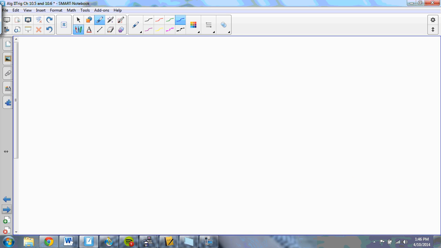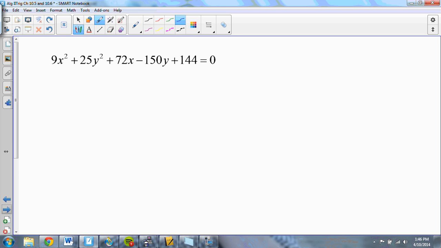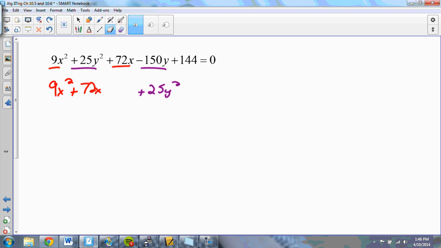That should cover you for hyperbolas today. I want to go through a completing the square example real quick. When you're completing the square, get the x's together and get the y's together. And I'm going to move that over. So I have 9x squared plus 72x plus 25y squared minus 150y, and that equals negative 144. And move that 144 over.